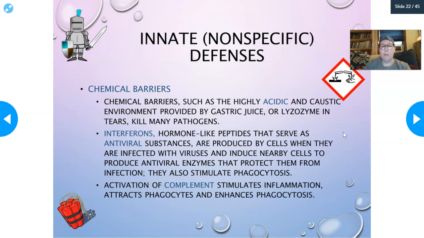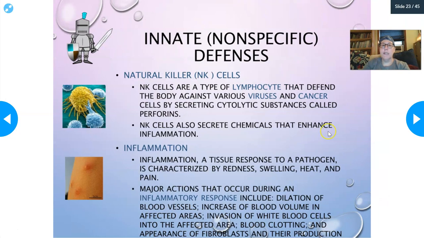And then complement is another chemical. Activation of complement stimulates inflammation, attracts phagocytes, and enhances phagocytosis. It also, as denoted here, when complement binds onto a bacterial cell, can blow holes into the bacteria and cause it to basically disintegrate. So we have a lot of chemical defenses on our side.